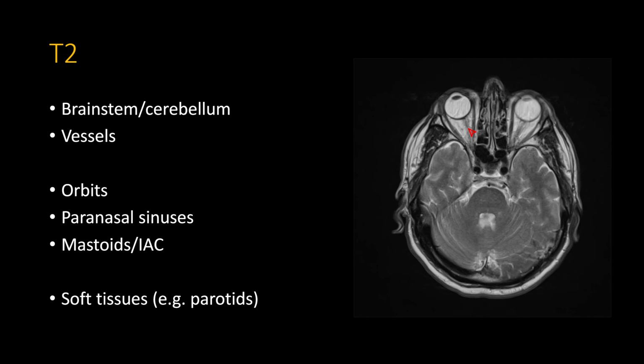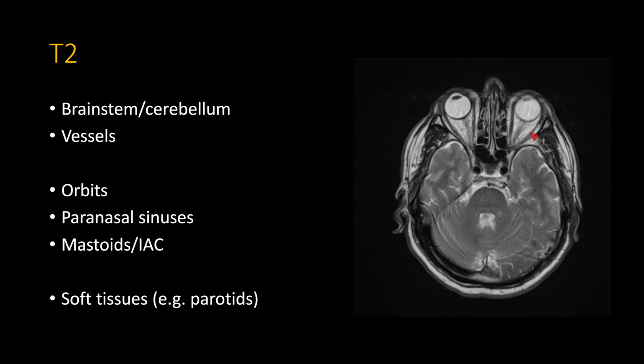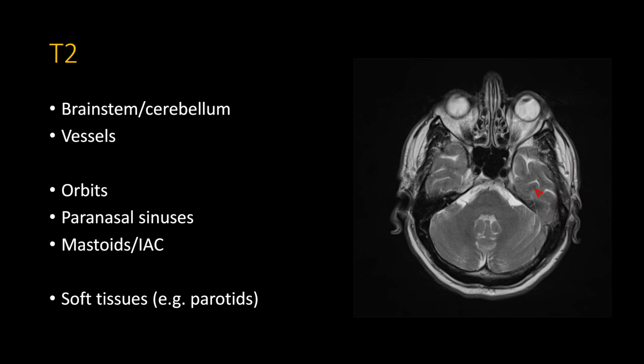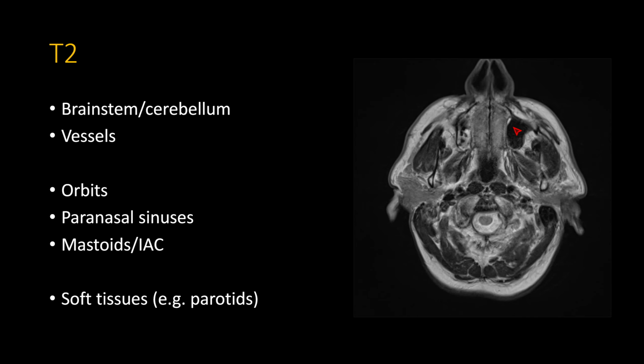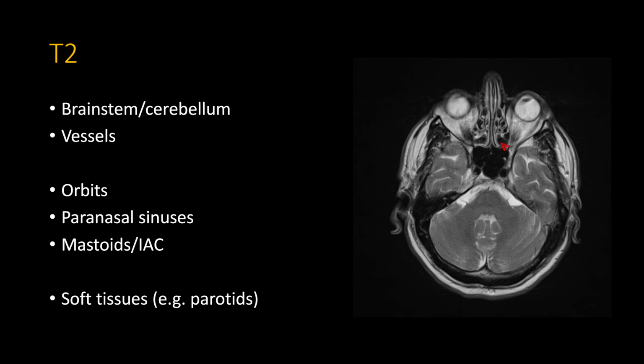I look at the orbits. You can see the globes pretty well, optic nerves, extraocular muscles. Look for any masses that might be there in the orbits. Look at the paranasal sinuses. Again, mucosal thickening would be the brightness of the mucosa, and you can see this particular patient has some mild mucosal thickening in the ethmoids. Compare that to the sphenoid, which is pretty clear. These ethmoids have this periphery of bright signal.